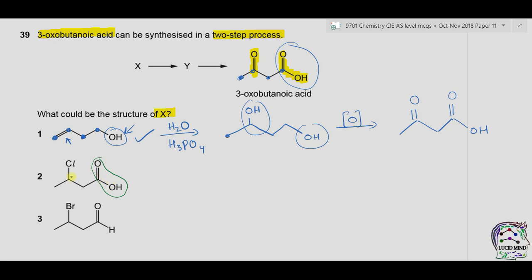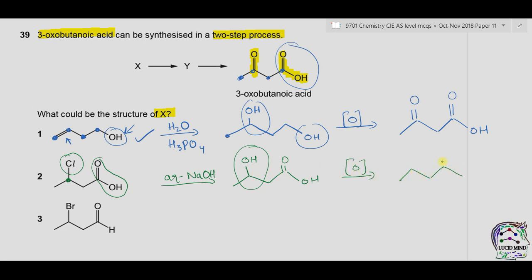for changing this part. Again, we can see we have chlorine atom present. Now chlorine can be replaced by OH by using aqueous sodium hydroxide. Nucleophilic substitution reaction will take place and OH will replace Cl to form this product. Again, we can now oxidize this secondary alcohol to ketone. So 2 is also correct.